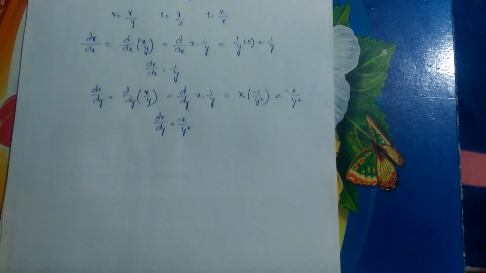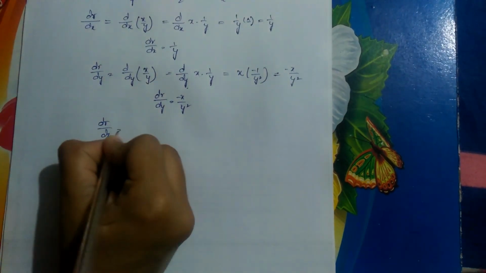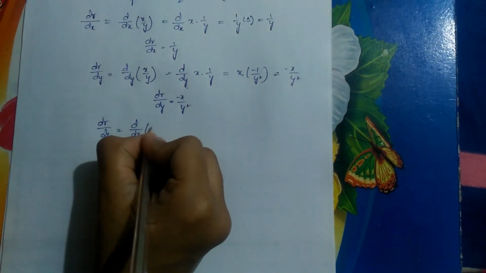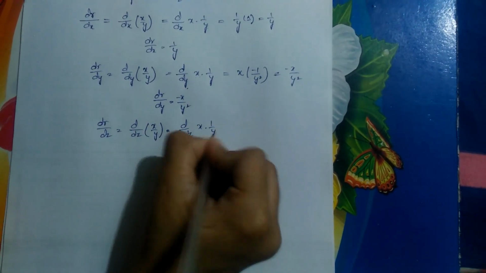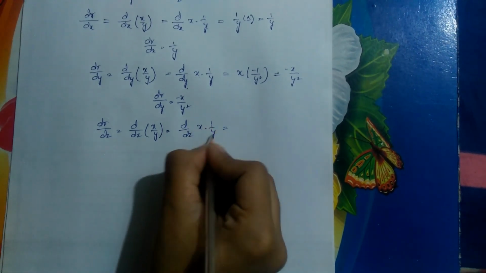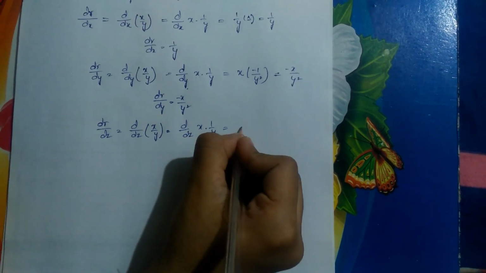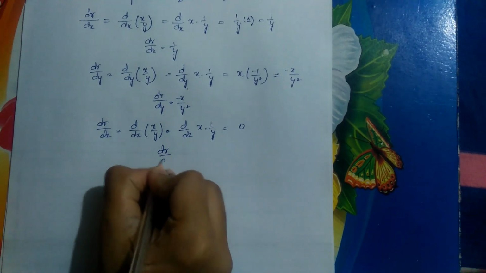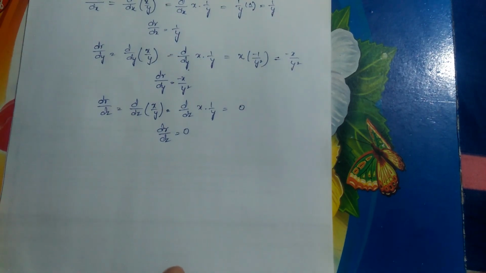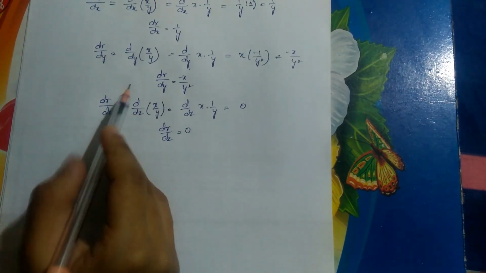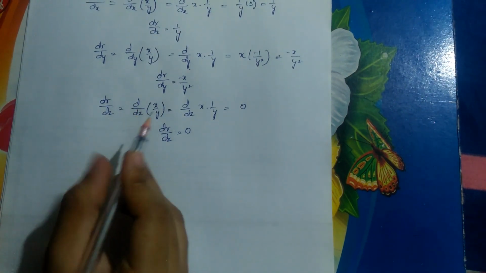Then similarly r is derived with respect to z. So dou r by dou z equals dou by dou z of r, which is x by y. Then dou by dou z of x into 1 by y. As there is no z variable in this term, its derivative becomes 0. So dou r by dou z equals 0. Similarly, we have to do the derivative of function s with respect to x, y and z.